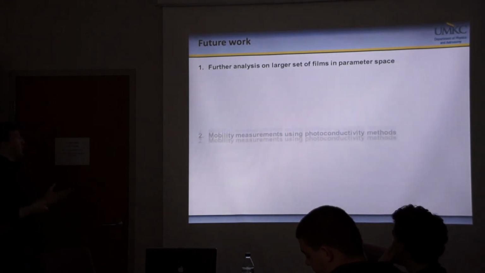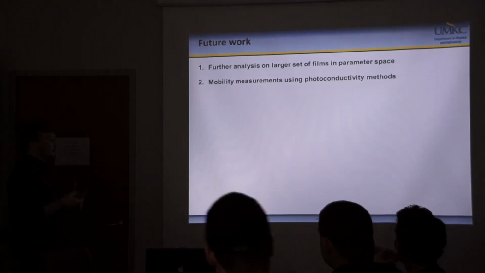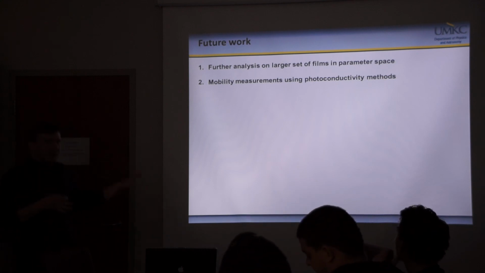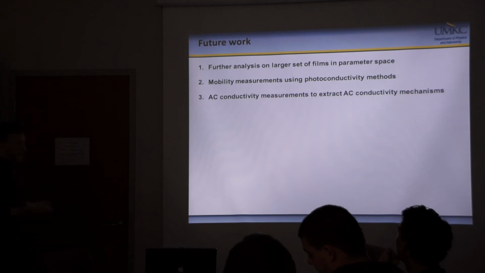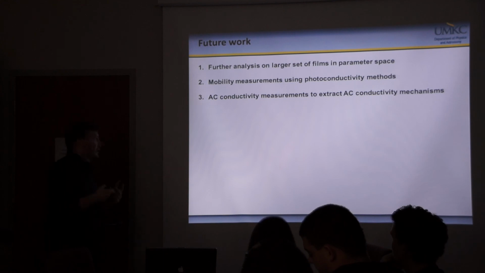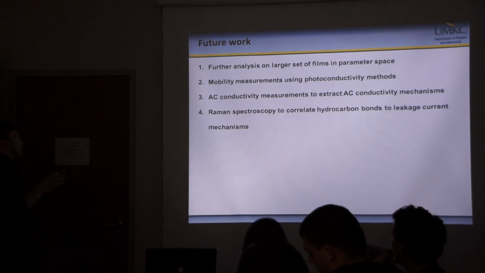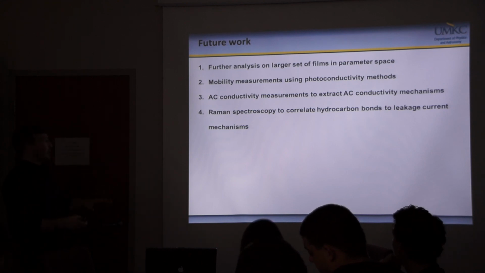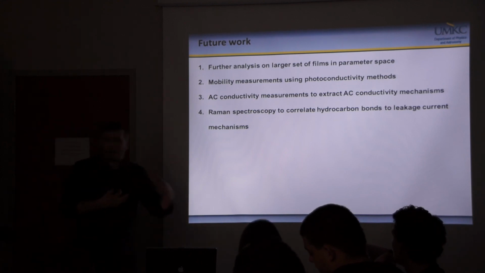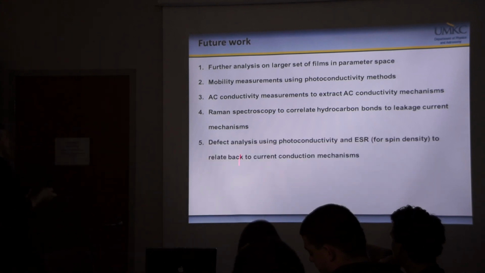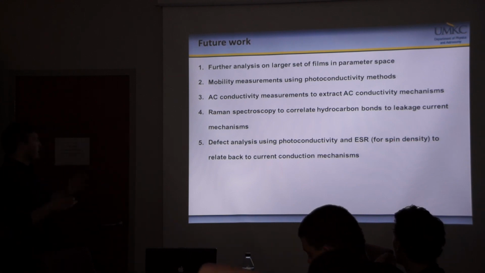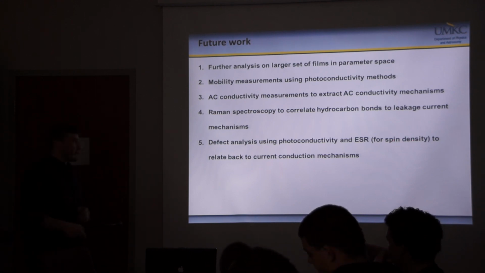And so for future work, we want to look at a larger parameter space, growing new different types of films, and compare the mobility we extracted from space charge limited current with that of photoconductivity methods. Also look at AC conductivity, so that we can extract the AC conduction mechanism. Raman spectroscopy to correlate hydrocarbon bonding with the leakage current mechanism, to get a better idea of what hydrocarbons are doing to the leakage current. And then also defect analysis and electron spin resonance for spin density. And again, we can relate that back to the Poole-Frankel conductivity.